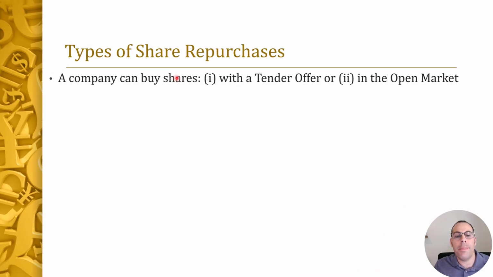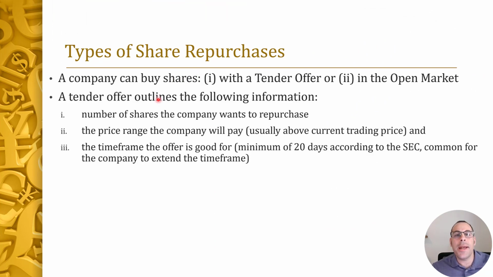So the 2 types of buybacks are a tender offer or a company buying in an open market. A tender offer outlines the terms. So it says how many shares the company wants to buy back, the price range they'll pay, and companies usually offer a higher price than it's trading at, because why would anybody sell it at a lower price? Then there's a time frame for how long the tender offer is. It has to be at least 20 days according to the SEC. Let's say a company gives 60 days, and after 60 days, they still don't have enough shares to buy back. They could extend the time frame.